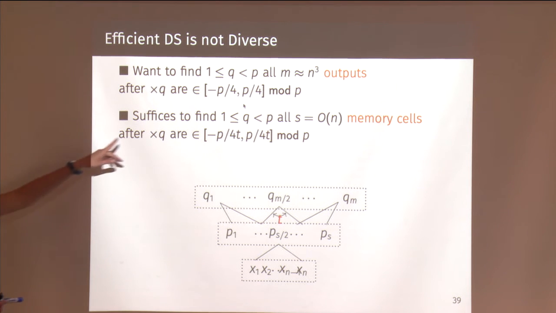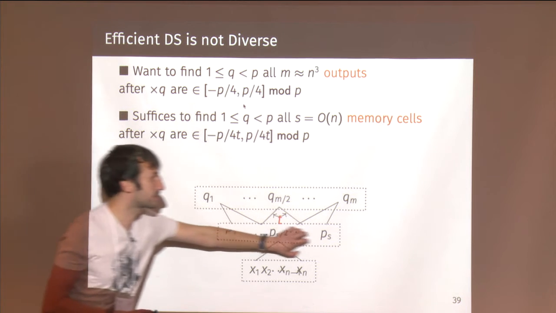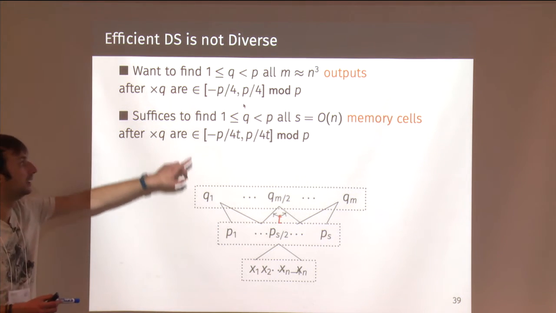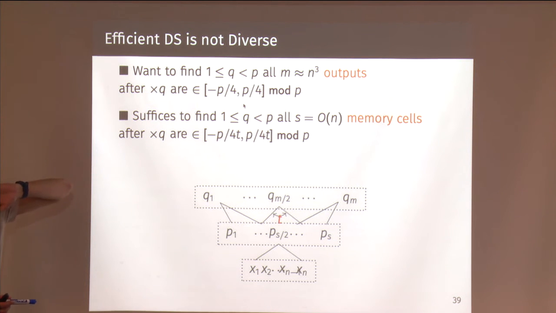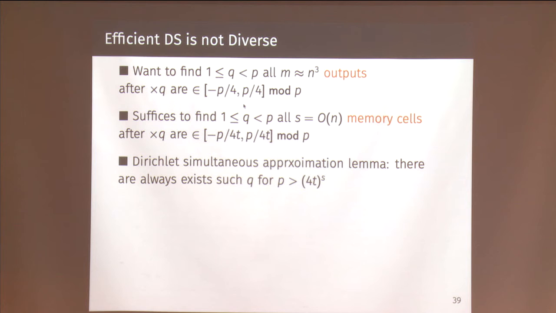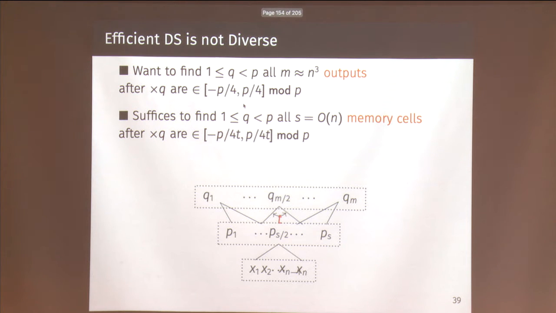So I will say that there exists some Q such that memory cells, when multiplied by Q, are very close to 0 modulo P. Make sense? And this is just a standard Dirichlet approximation. But wait, this is where you use the T. If you had a sum of large coefficients, this would be gone. Exactly, yeah. That's the only place, in fact, where we use it.